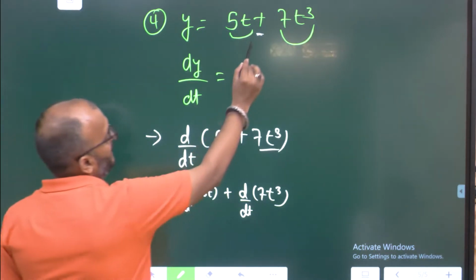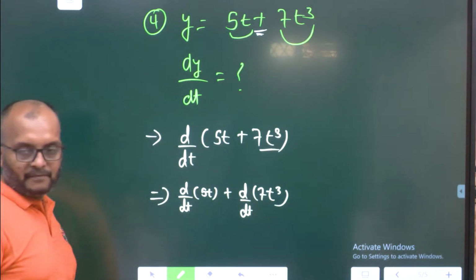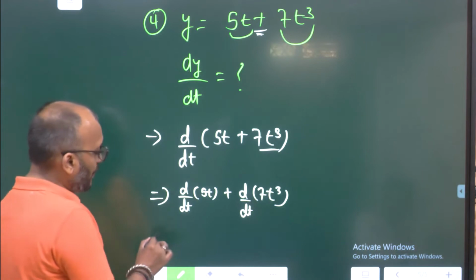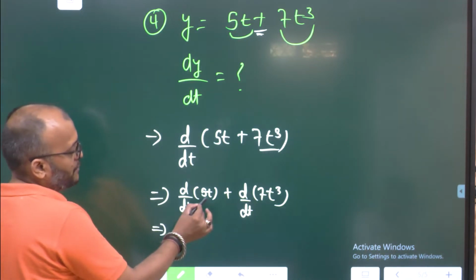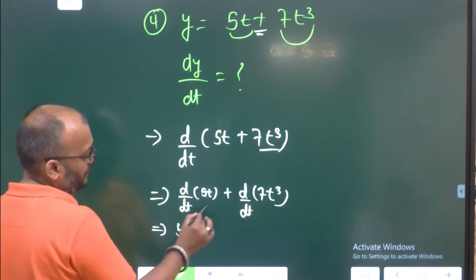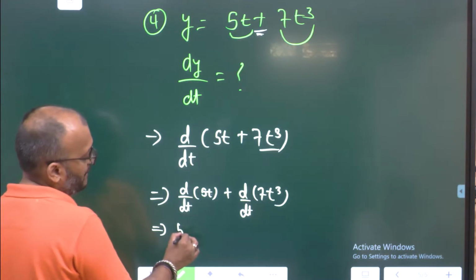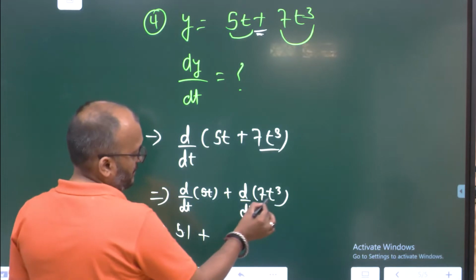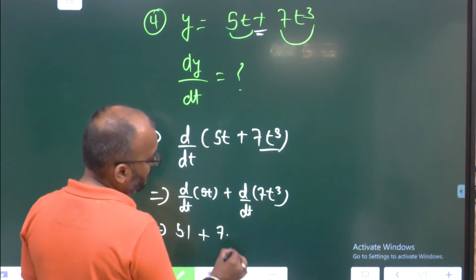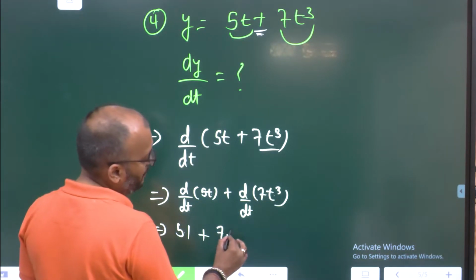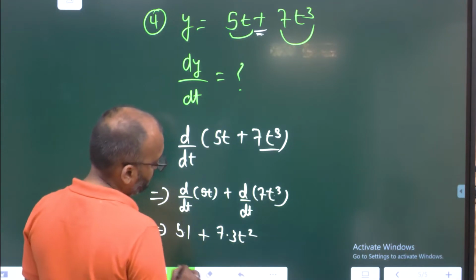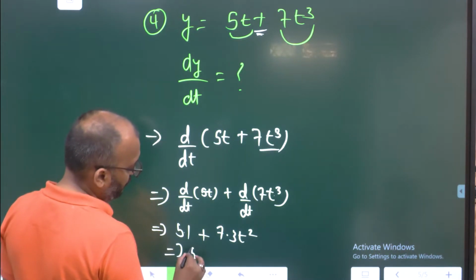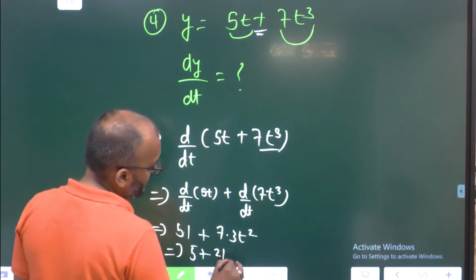Same will apply even for the minus sign. Okay. So now I am doing it. 5 is constant, it will come out. Differentiation of t with respect to t will give you 1. Plus, I did it directly. Now 7 came out. Differentiation of t cube will be 3t square. So you will get 5 plus 21t square.